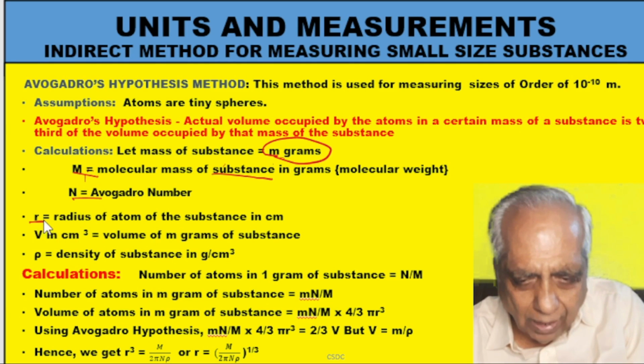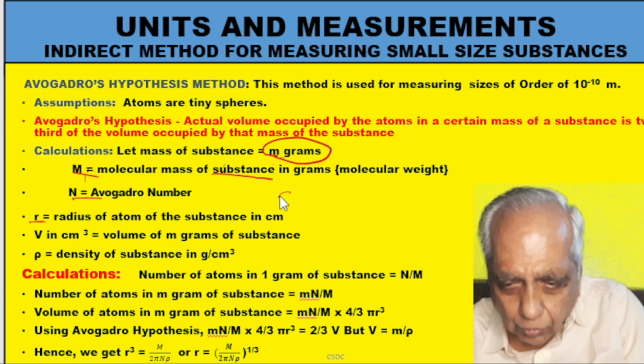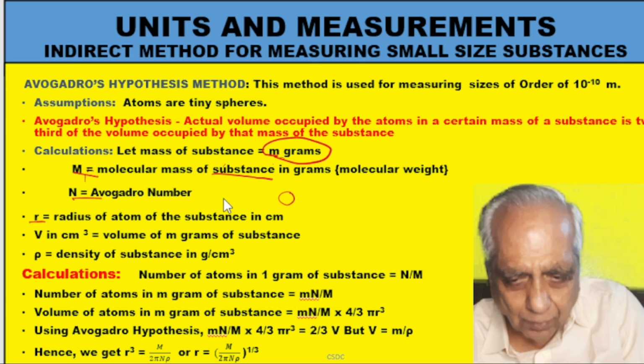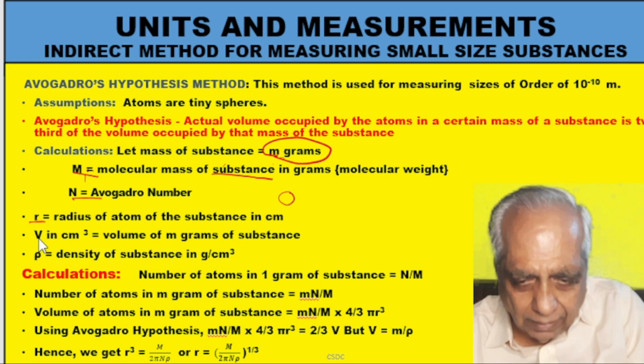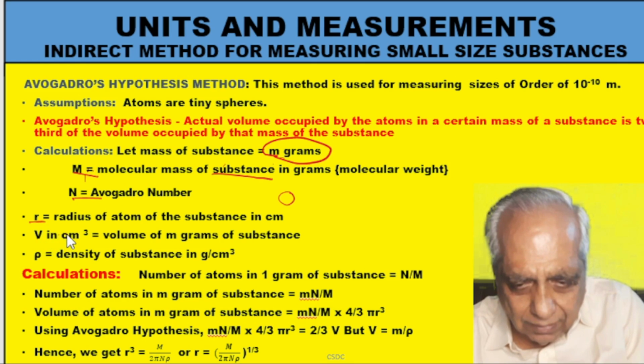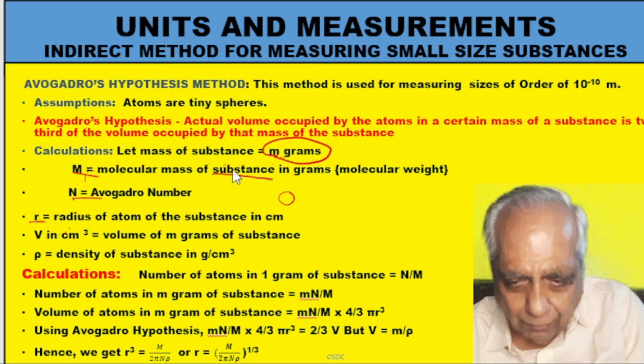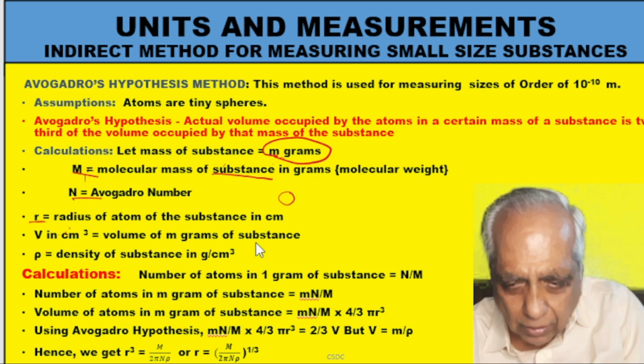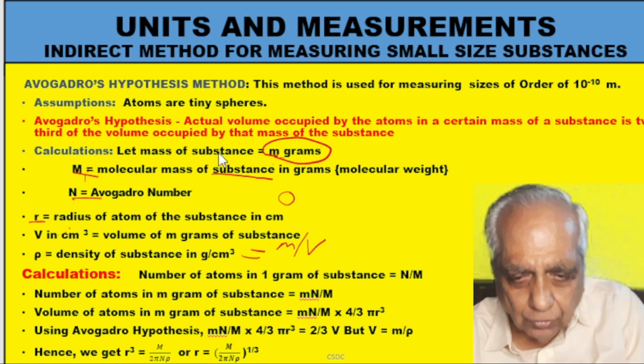Small r is the radius of an atom. So this is the radius of one atom. And V is the volume of m gram of substance. If I have taken m gram of substance, it will occupy a certain volume. That volume is V. I know the mass is m and the volume is V, so the density is rho. So rho would be m upon V. This is the data that we will be using. Now let us do the calculations.